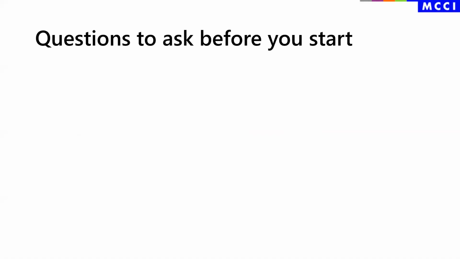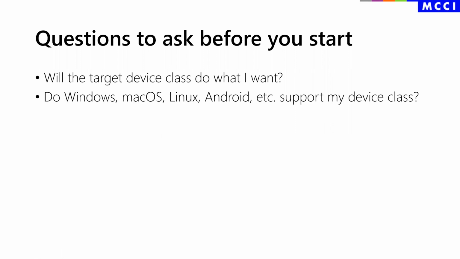I'll close by running through a quick, incomplete list of questions about device classes that you need to ask when planning your product. Will the candidate device class do what I want? For example, if you're building a USB to HDMI adapter, you can't use the USB video class. That's for webcams. You either have to do something proprietary or develop a complete USB AV class stack, which is daunting. The next question to ask is, do Windows, Mac OS, Linux, and so forth support my device class? If not, you may have a problem.